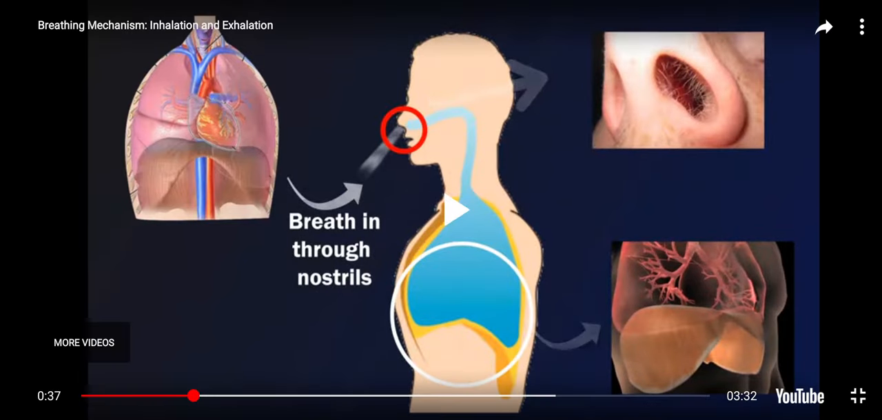Okay, this one is too simple. Even the intercostal muscle they skip. Actually it starts before the diaphragm, it should be the intercostal muscle, and then this one is inhale, right? So it makes the pressure inside low, by increasing the space.